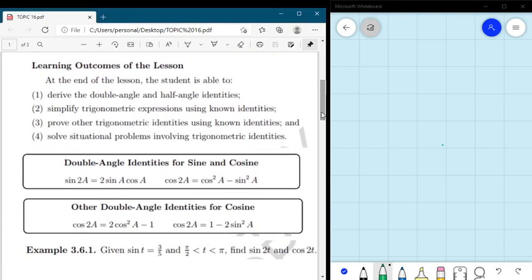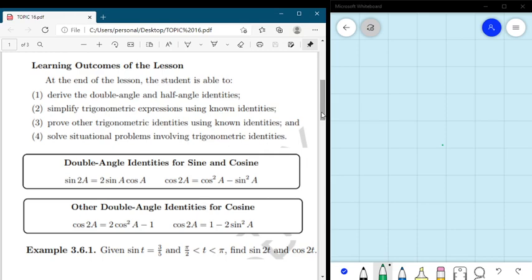At the end of the lesson, the student is able to derive the double angle and half angle identities, simplify trigonometric expressions using known identities, prove other trigonometric identities using known identities, and solve situational problems involving trigonometric identities.